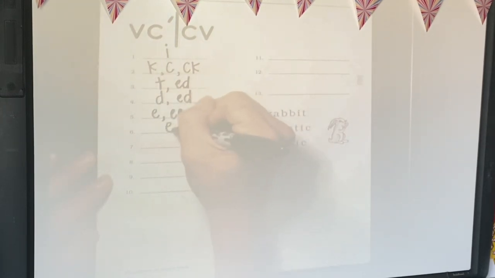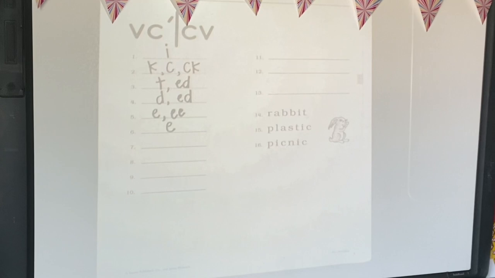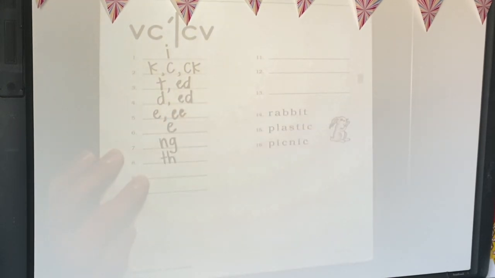Letter E makes the E sound. For number seven, our sound is ng. We learned that the digraph NG can make the ng sound. For number eight, our letter sound is th. T-H makes the th sound. Fabulous! Number nine, our letter sound is b.